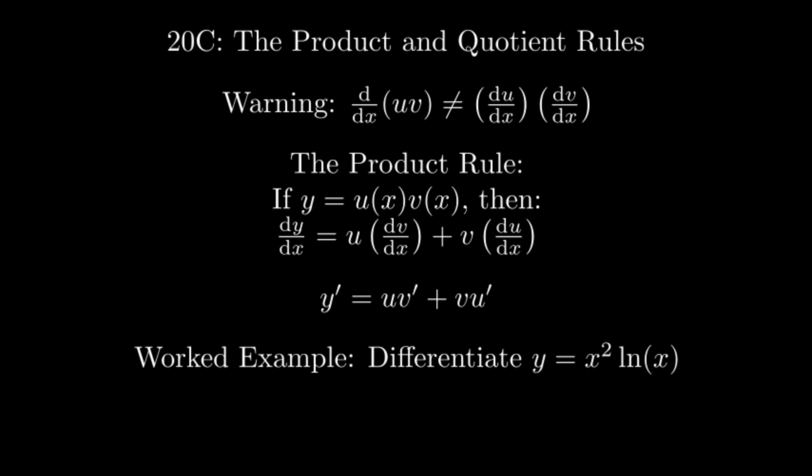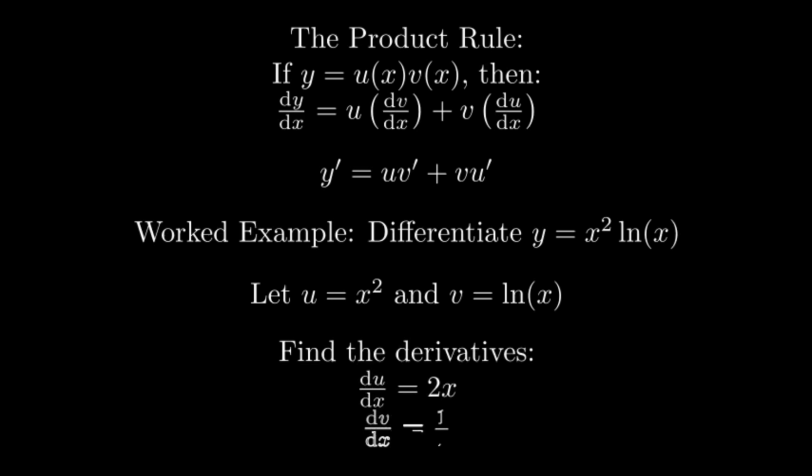Let's differentiate y equals x squared times the natural log of x. This is clearly a product of two functions. We'll identify them as u and v. Let's set u equal to x squared and v equal to the natural log of x. Next, we need their derivatives, u prime and v prime. The derivative of u, which is x squared, is 2x. The derivative of v, which is ln of x, is 1 over x.